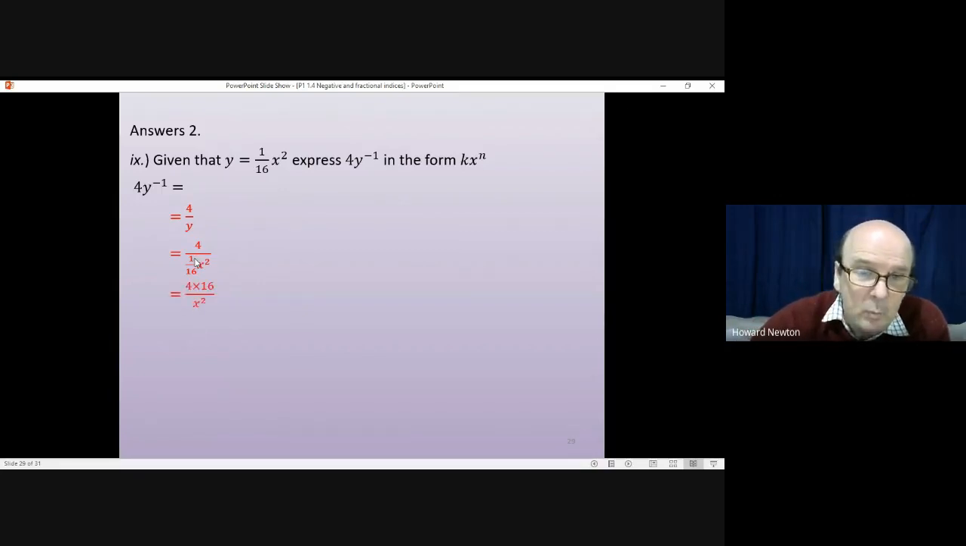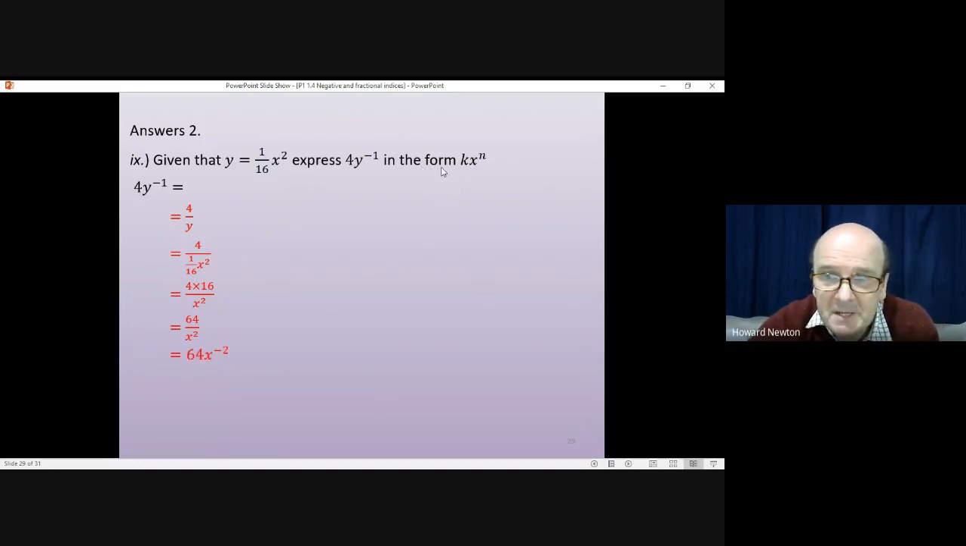Now, 4 divided by 1 over 16 is the same as 4 times 16. If you divide by a fraction, it's the same as multiplying by the same fraction, but upside down. So 4 16s is 64. We'll have 64 over x squared. Just looking at the question, it said express it in the form k times x to the n, which is why it's been rewritten again here. 64 times x to the power of minus 2 isn't necessarily the simplest way to write it down, but it is the form that the question asked for.